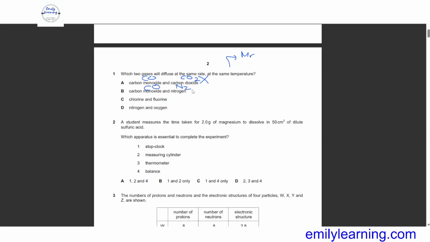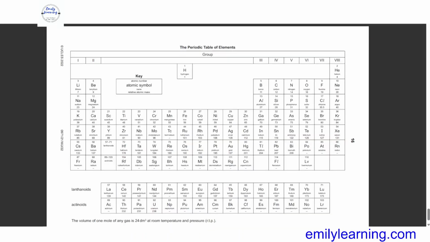To find the relative molecular mass, we will need to look at your periodic table. So let's go to the periodic table. Okay, so now we are back at the periodic table. So let's find the Mr of CO. We'll take a look at carbon and oxygen. Because we are interested in the relative molecular mass, we will be looking at the relative atomic mass of carbon and oxygen, which is this bigger number here. For carbon, its relative atomic mass is 12. For oxygen, it is 16. So the Mr of CO is 28.